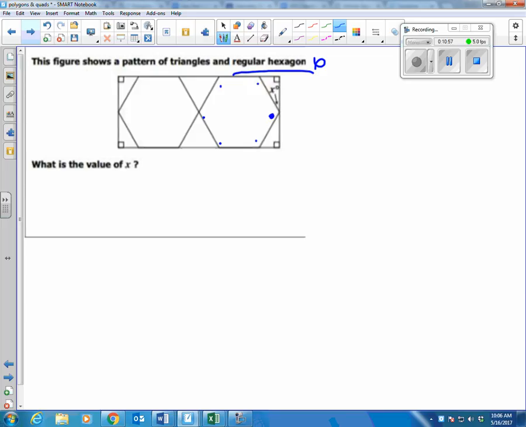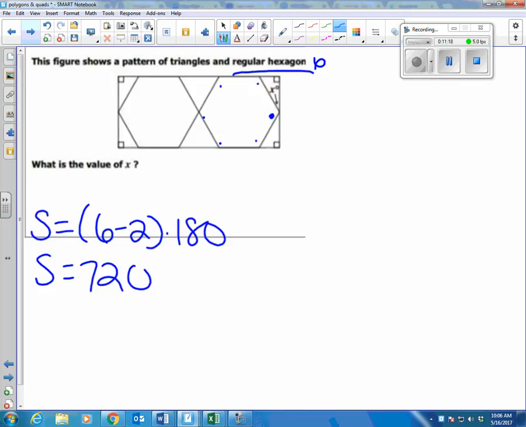So one interior angle of a regular hexagon, well, let's figure out what a hexagon should be. So we're going to do S is equal to 6 minus 2 times 180. And 6 minus 2 is 4 times 180 is 720. Okay, so all of the hexagon angles should add up to 720. And there's 6 of them that are equal. So we're going to divide that by 6. And we get each one is 120. So I know that this angle is 120.